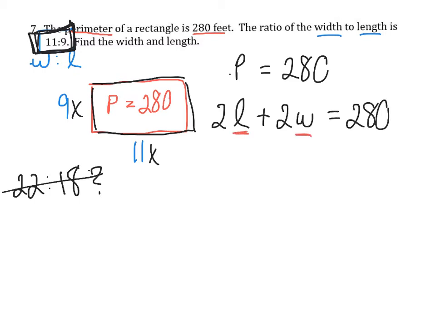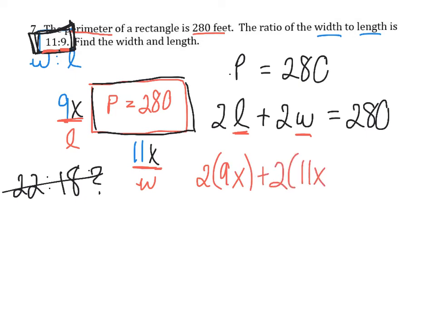Now, instead of length and width, they give me my numbers up here, 11 and 9. So this is going to be my width, 11x, and 9x is going to be my length. So now I'm going to have 2 times 9x and 2 times 11x equals 280.